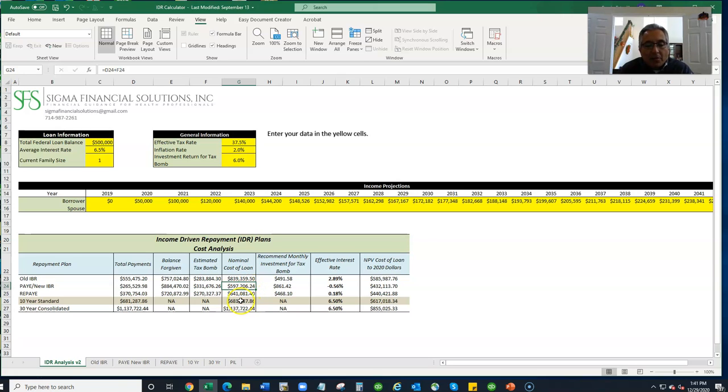So here the nominal cost of the loan is $597,000. The nominal cost of the 10-year standard is about $681,000. So what, there's an $80,000 difference between the two. So it's still in your best interest because this is a 20-year repayment period. So the monthly payments are much more manageable.